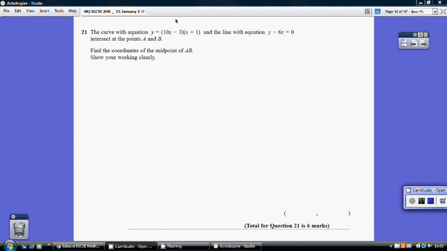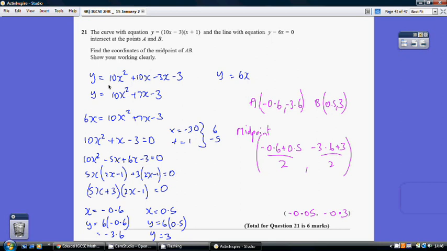Question 21. So first of all, I'm going to have to work out where this curve intersects this straight line here to find the points A and B. So I start off by multiplying out the pair of brackets in the curve, and that gives me y equals 10x squared plus 7x minus 3. Now, just making y the subject for the straight line, adding 6x to both sides, I can get y equaling 6x. And where does the straight line meet the curve?